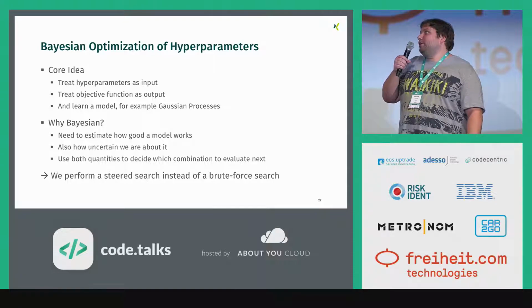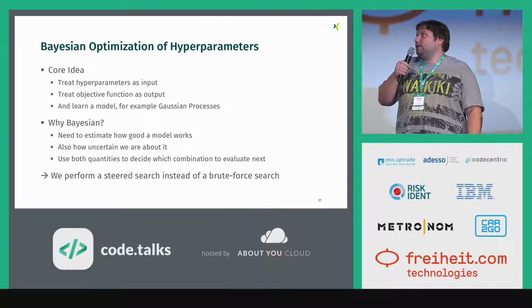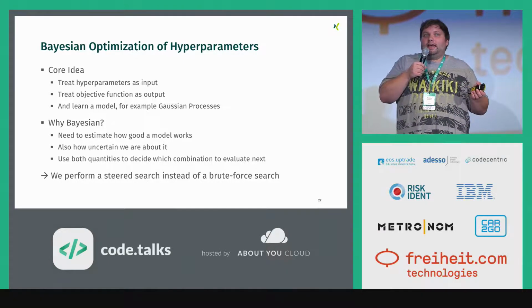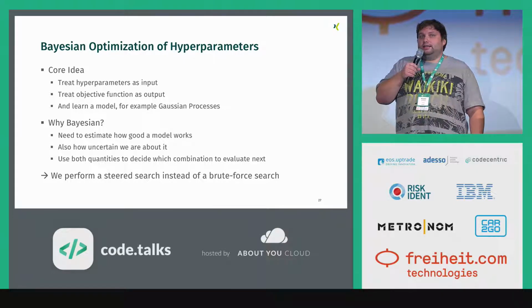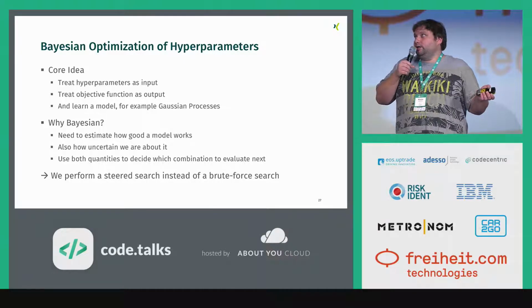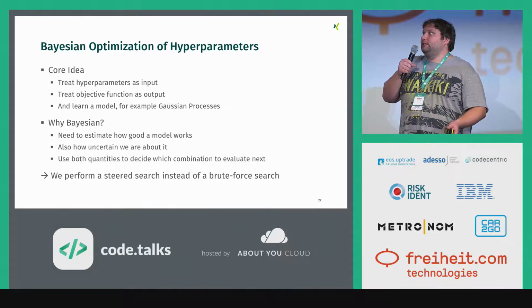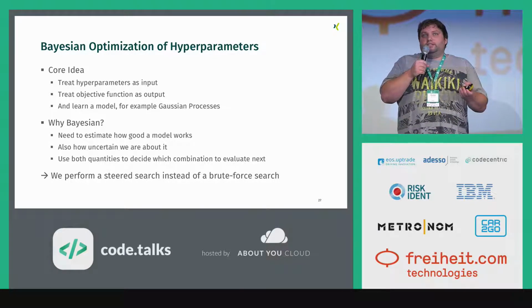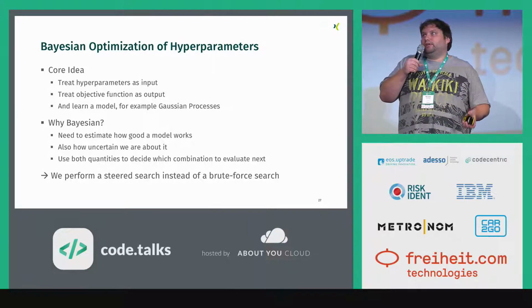And yeah, you learn models, for example, Gaussian processes here. And why is it called Bayesian? Bayesian is usually all the modeling that has these kind of probability assumptions about your model parameters and so on. And usually what you get in the end is not just one prediction, how good is this hyperparameter configuration going to work, but you get a distribution over it. So you also have some uncertainty about it. And both of these quantities are used then in the, let's say, steered search to find good hyperparameters.